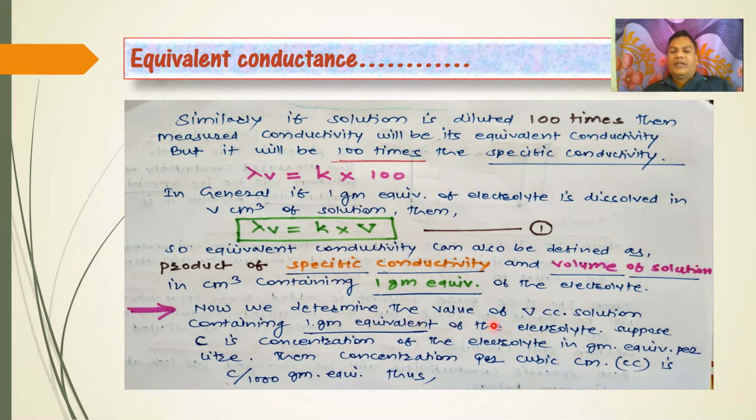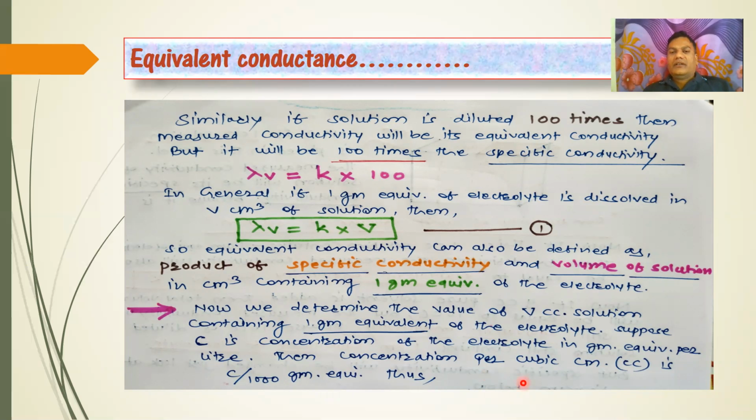Now we have to determine the value of V cc solution containing 1 gram equivalent of the electrolyte. Suppose C is the concentration in gram equivalent per liter, then concentration per cc is C upon 1000. म्हणजे 1 cc मध्ये C by 1000 इतकी क्वांटिटी प्रेझेंट आहे, दॅट इज कॉन्सन्ट्रेशन. सो इट इज C by 1000. 100 असेल तर C by 100.